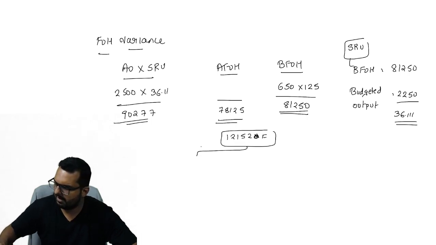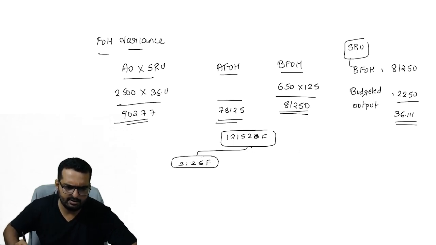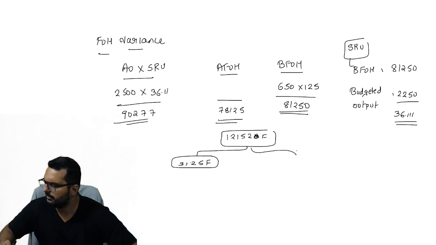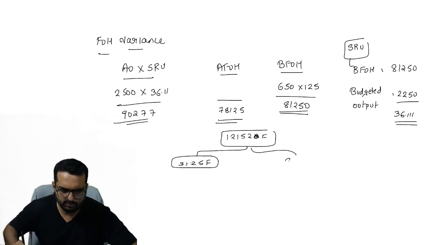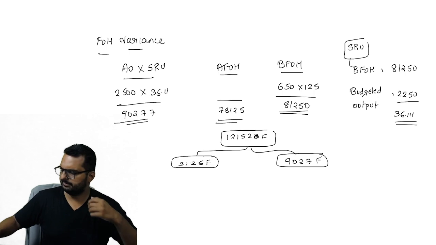Inside this, 3125 favorable. Am I right? And the last other one would be this minus 12,152. That is 9027 favorable. Please write down this in your books.